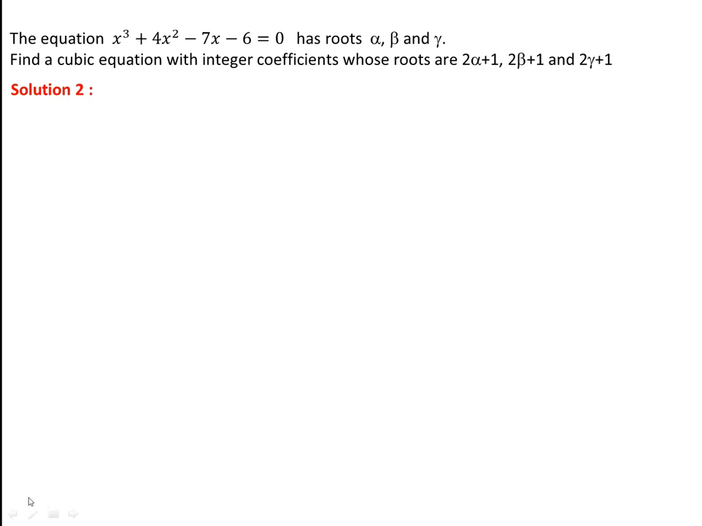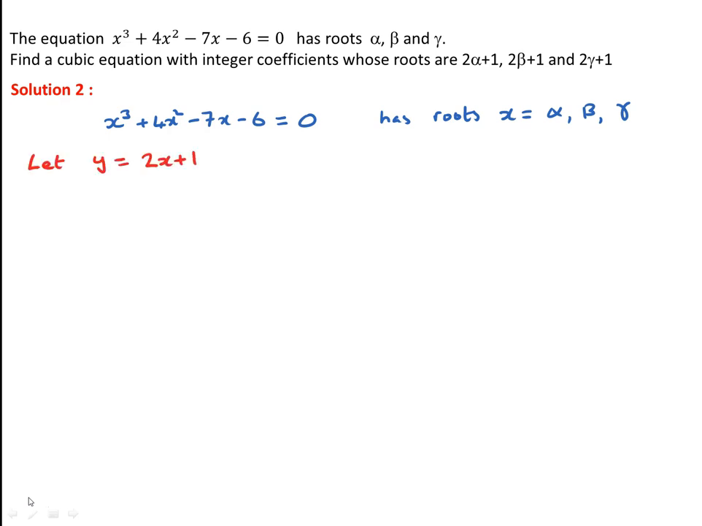What we're going to do is I'm going to start off by saying let y equal 2x plus 1, because the original equation has got solutions x equals alpha, x equals beta, x equals gamma. I want to find an equation with roots which are 2 times the original root plus 1. So I'm going to let y equal 2x plus 1 for a moment. If I let y equal 2x plus 1, that is exactly the same thing as saying that x is y minus 1 divided by 2.